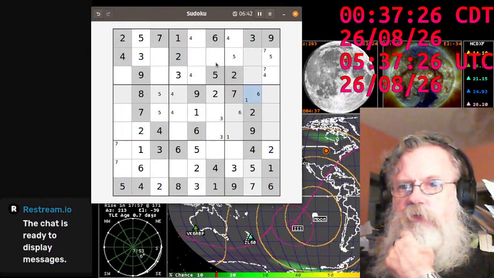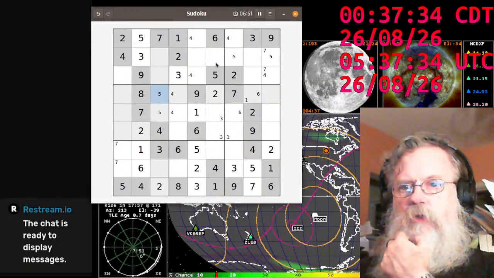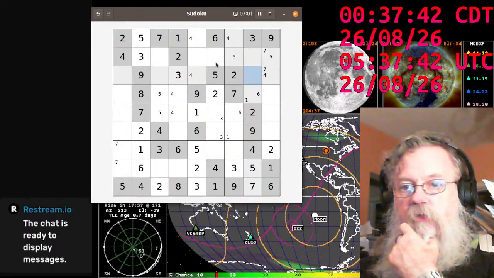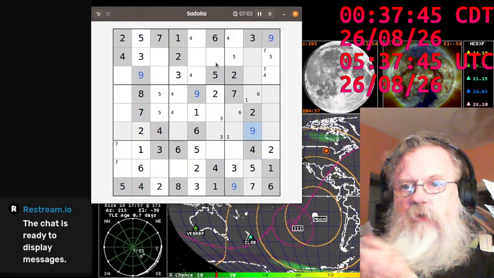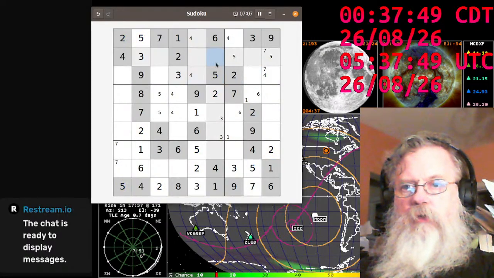Anything else with 6s? So I've got 3 possible 6s here, 4 possible 6s here, 2 here, 3 possible here, and that's it. 7s. We got a few of them already, but a pair of them possible there.